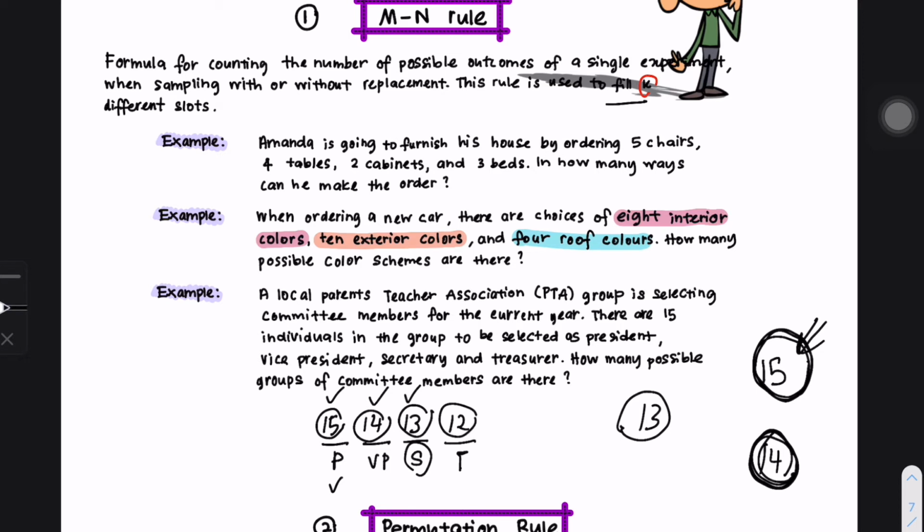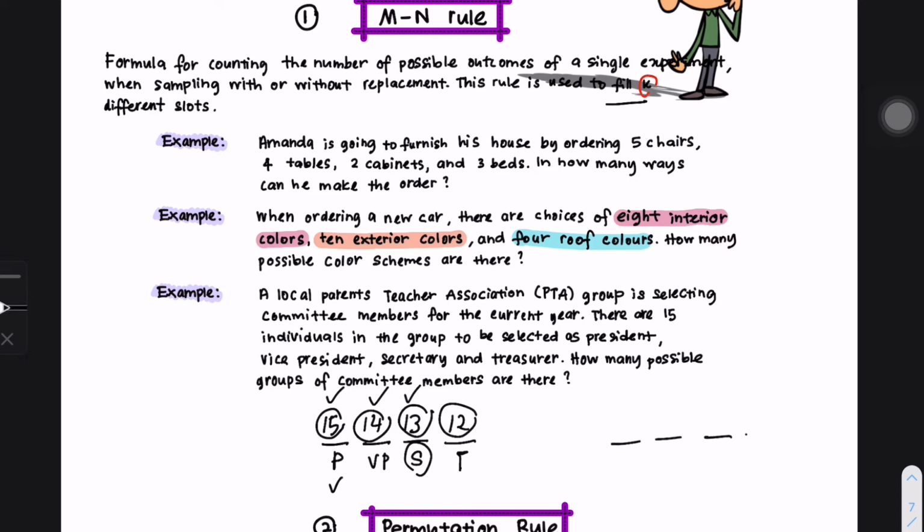Okay, awak mungkin tanya saya, doktor, macam mana doktor tahu dia pilih presiden dulu, entah dia pilih bendahari dulu? That doesn't matter. Okay, kata kita ada 4 position now. President, vice president, secretary and also treasury, bendahari. Tak kisah awak nak pilih siapa-siapa dulu, awak kena ingat awak hanya ada 15 sahaja member. So, awak boleh pilih daripada 15 sahaja.